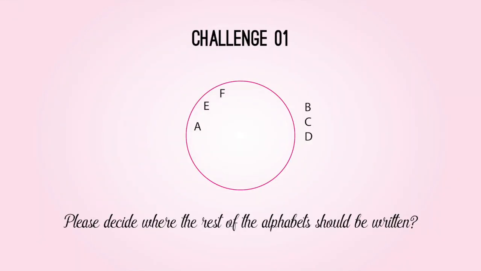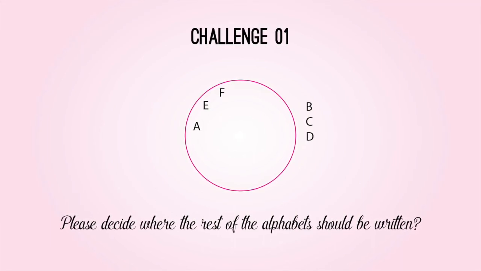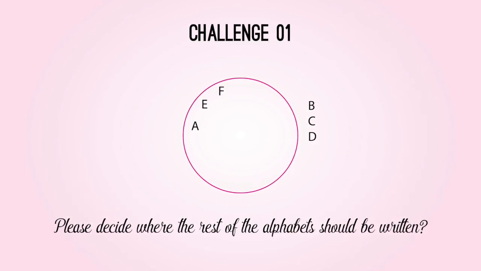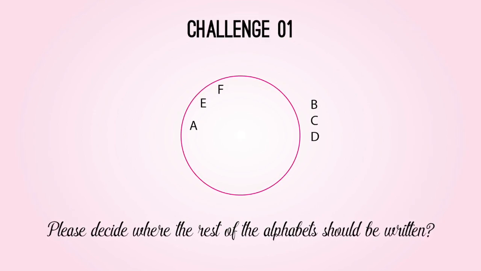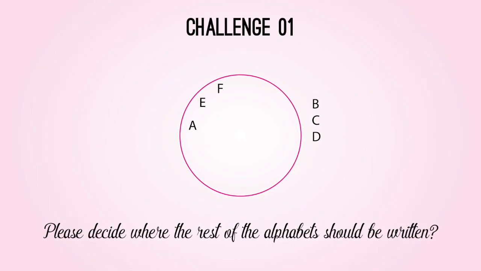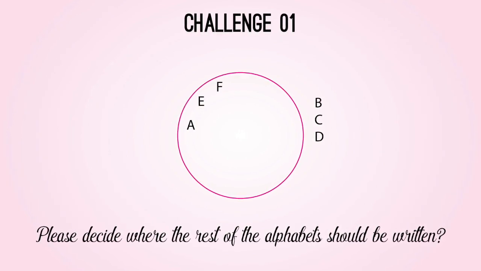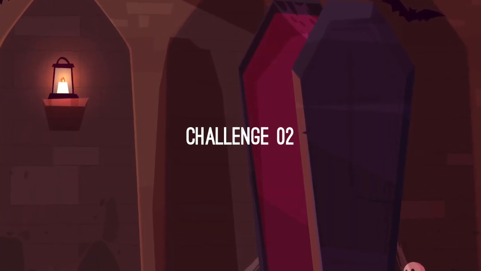The first challenge. As you see in the illustration, the alphabets A and F have gone inside the circle and alphabets B, D and C have gone outside the circle. Please decide where the rest of the alphabets should be written, which alphabets should go inside the circle and which alphabets should be written outside the circle. Please pause the video to think over the solution while we proceed to the second challenge now.